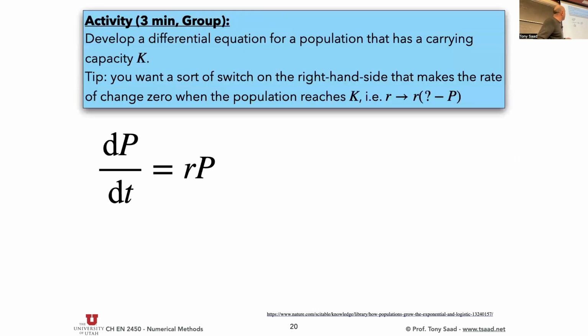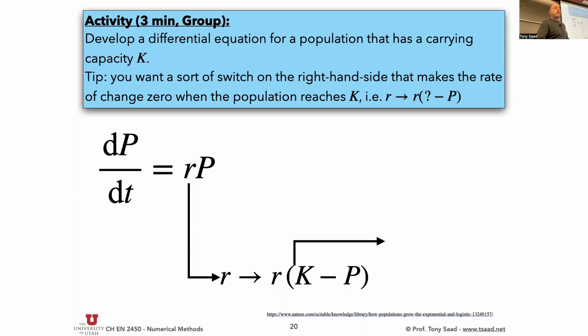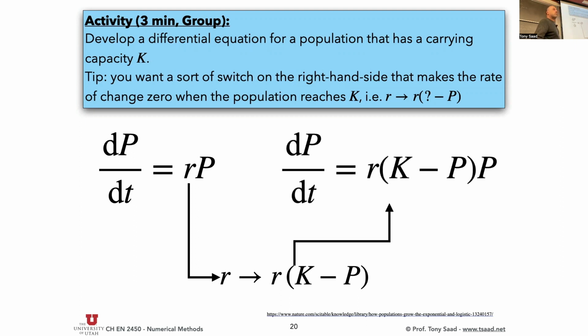Okay, so here's what we do. This is our standard population growth equation, okay? Then if we substitute R by R times K minus P as our switch, what happens when P is very small initially? K dominates, right? And you have just a constant multiplying P, right? And the population is going to grow exponentially. But as the population approaches K, this number becomes closer and closer to 0 and turns off the differential equation. And then this is what you get. dP by dt equals R times K minus P times P, okay?